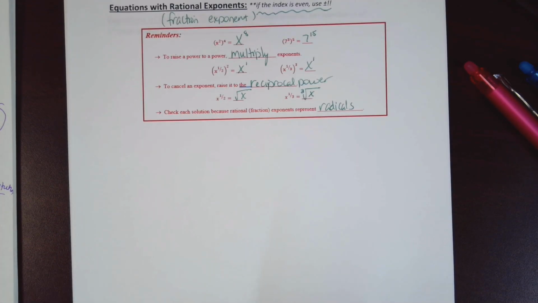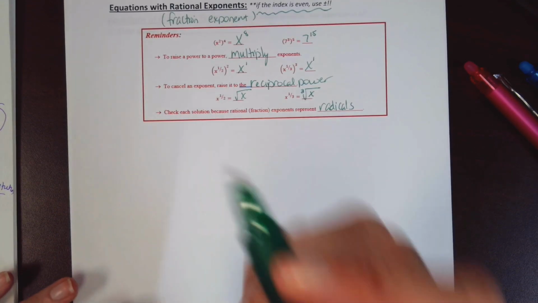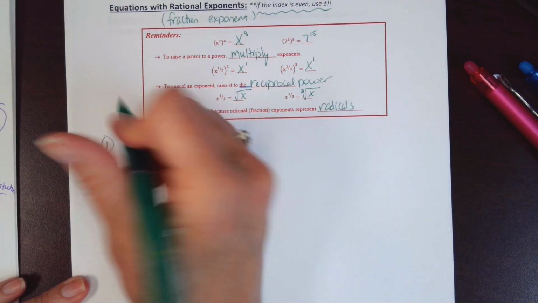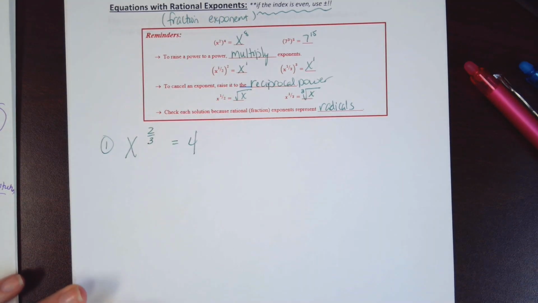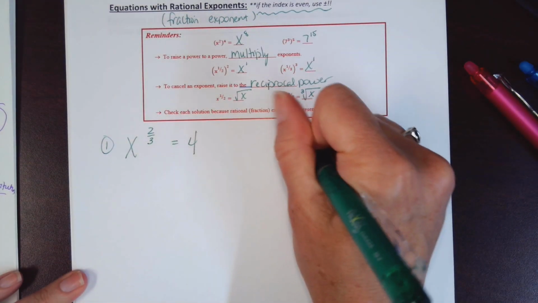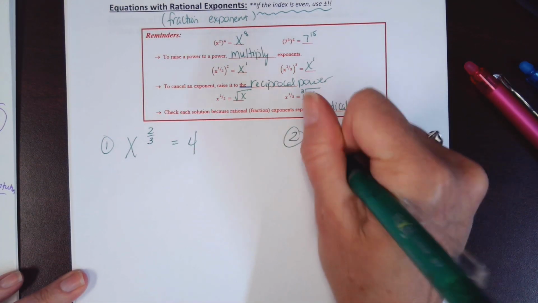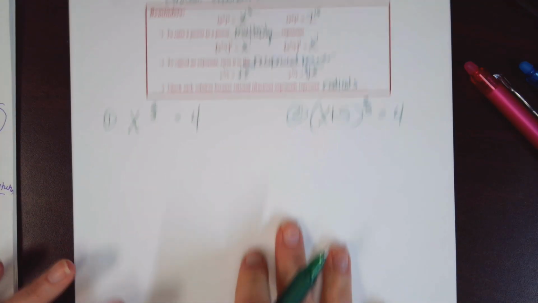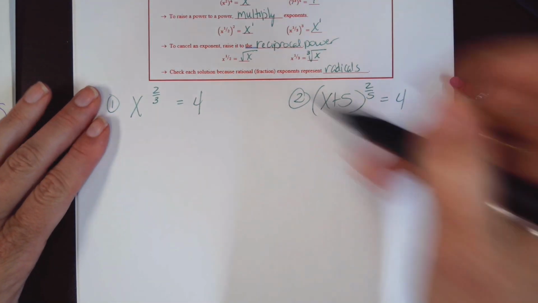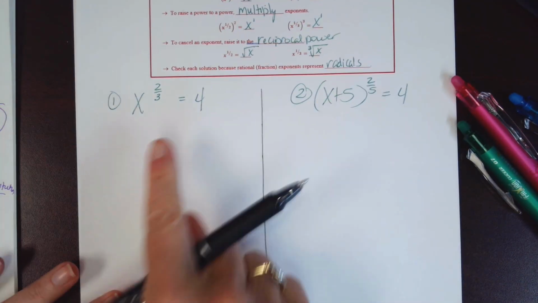Alright, let's do an example here. We're going to do a couple of examples. Our first example, let's do x to the 2/3 power equals 4. Our second example is going to be x plus 5 to the 2/5 power equals 4. Okay, let's work through this first one.